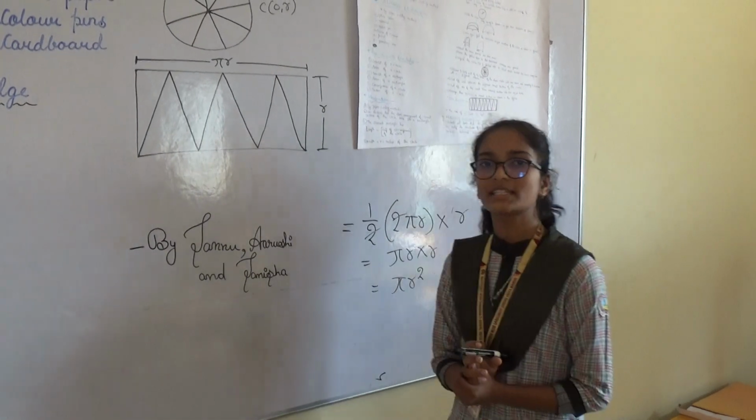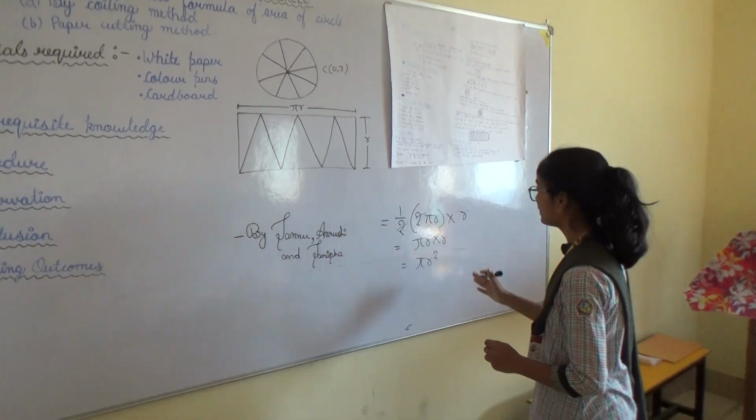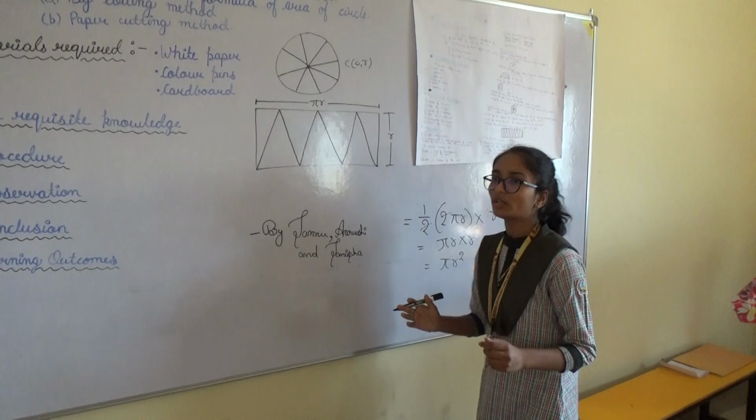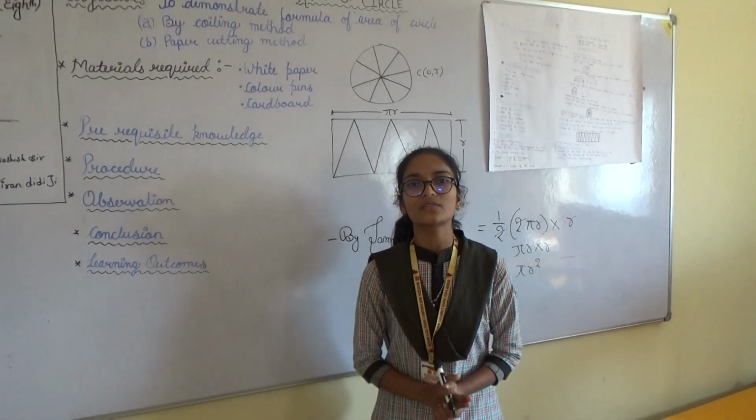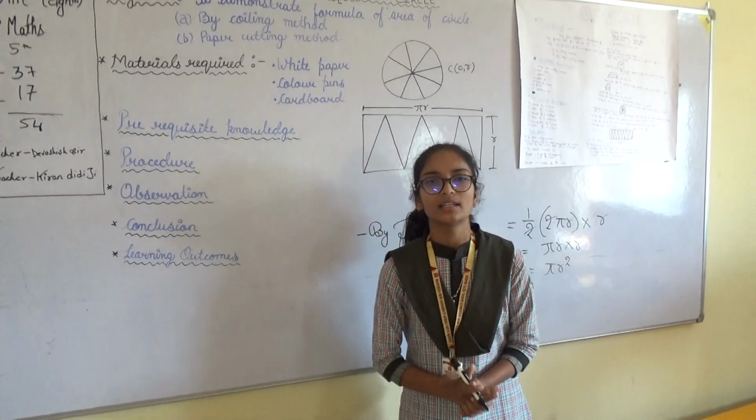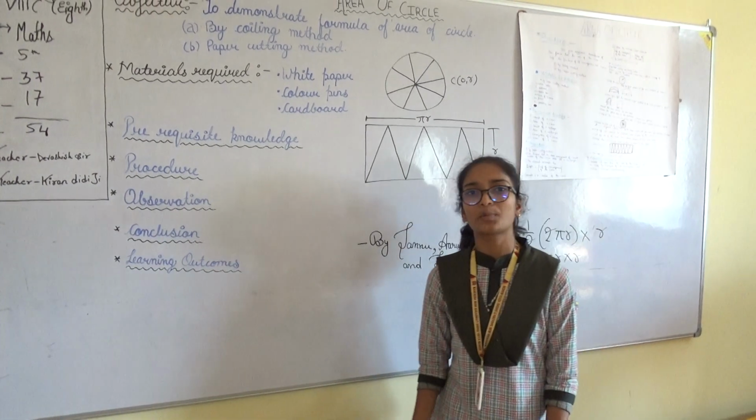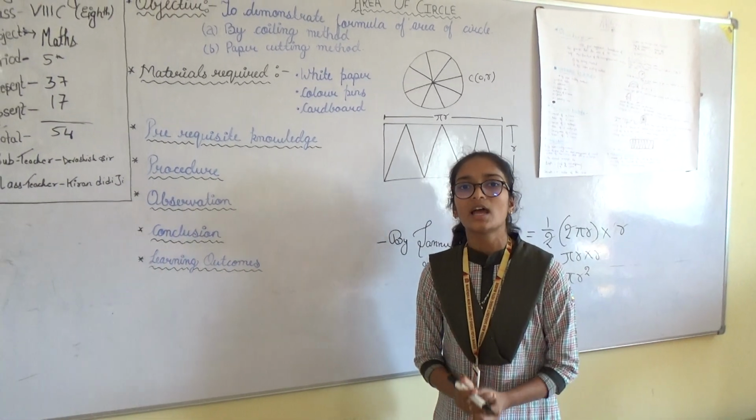The conclusion of this activity is that the result is pi r square. The learning outcome is that the students will learn that the area of a circle is equal to half of the product of its circumference and the radius.